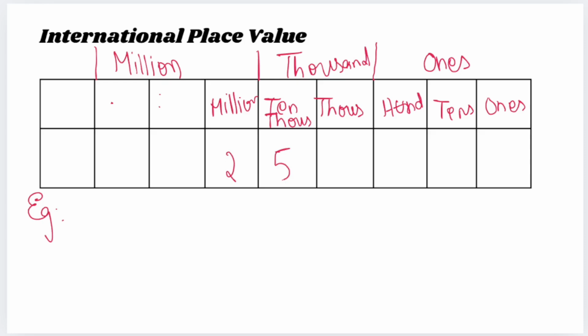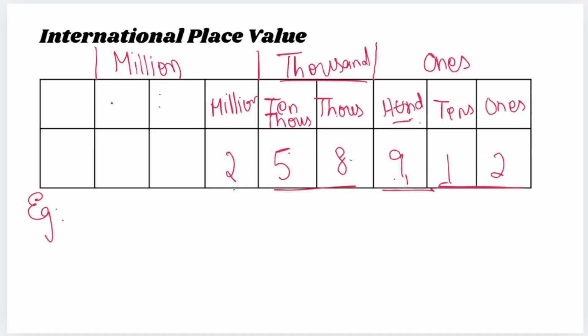So let me give you an example: 2, 5, 8, 9, 1, 2. So how do you communicate or tell me the number name of this? 2,058,000. 58,912.